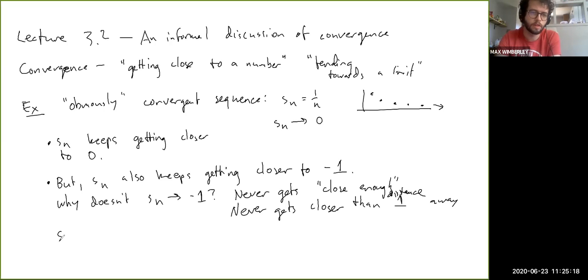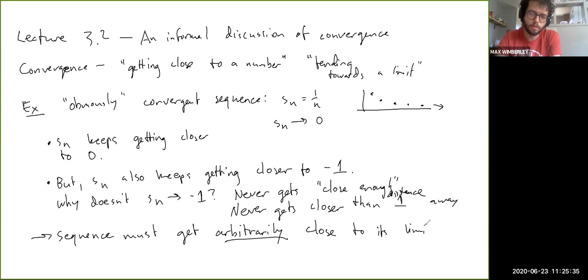So I'm going to say the sequence must get arbitrarily close to its limit. Okay, now there's another issue, and I'm going to have to clear this in a sec, but this keeps getting closer concept, right? That's also something to be wary of, okay? And I'll show you why.